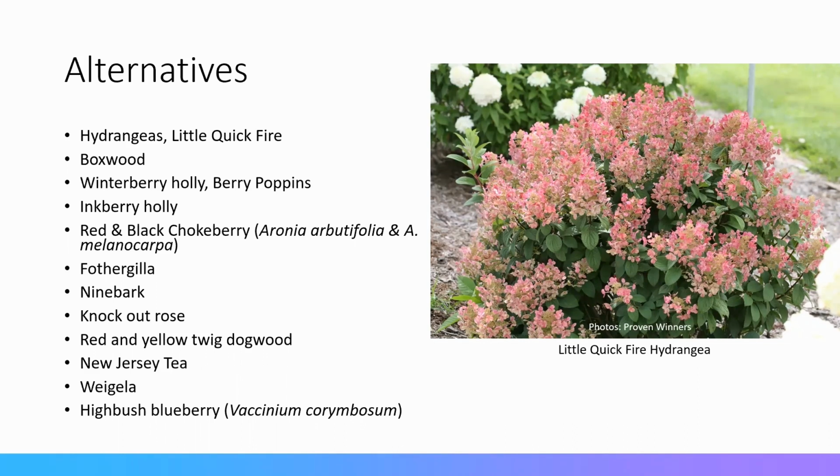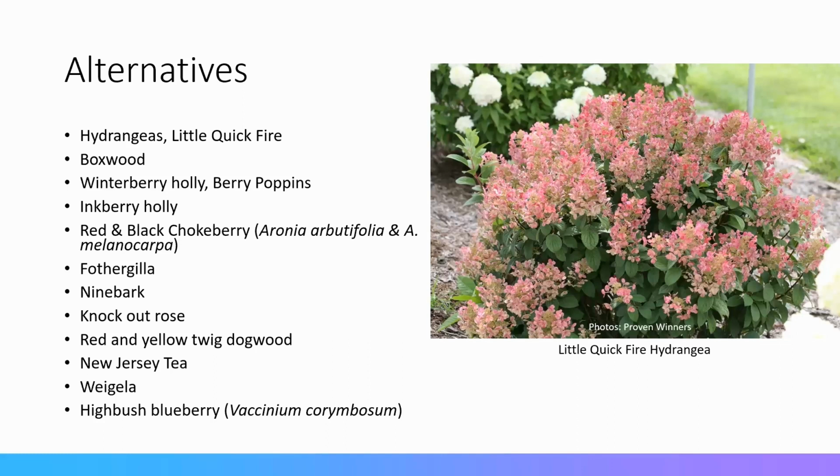There's also winterberry holly, one in particular that I know my colleague grows, Berry Poppins, I just like the name, had to include it in here. Inkberry holly, which is, again, a holly, but instead of red berries, it has dark black berries. And we also have our aronias, which we're going to see here in a second. Fothergillas, ninebarks. Grow a knockout rose instead of Japanese barberry. If you like the thorns and you want to keep the thorns but lose the Japanese barberry, just grow a rose. Dogwoods, red twig, yellow twig.